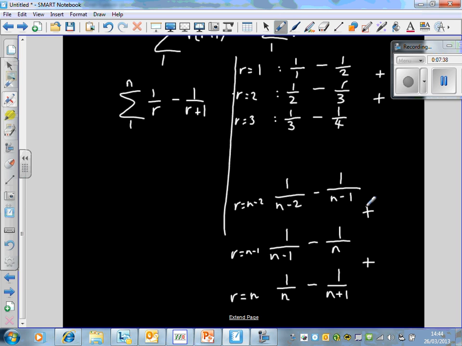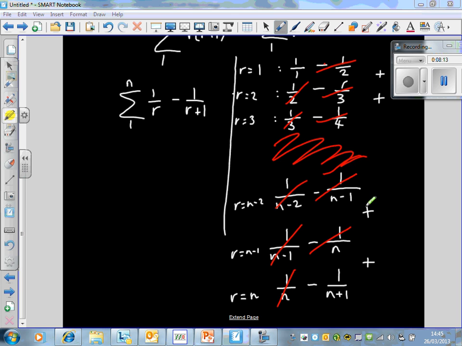That is the answer. Can anybody explain why? Matty. Because of the way they cancel, the negative and the positive on each next term, it just leaves you with the first and the last half. Yes, the negative half cancels with the half. The negative third cancels with the third. The negative quarter, which I haven't written down, cancels with the quarter there. The n minus 2 cancels with the minus n minus 2 there. The minus 1 over n minus 1 cancels with the plus 1 over n minus 1. The minus 1 over n cancels with the 1 over n.